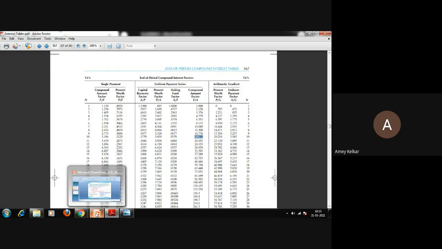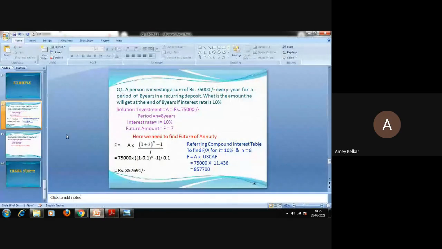Okay, all of you take this factor, 17.549, multiply and see. I think all of you will get the right answer. 17,54,900, whereas with the formula it was 873. So that is fine, because the factor is rounded off.